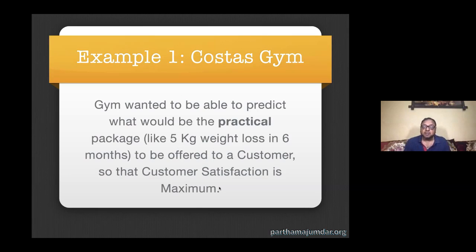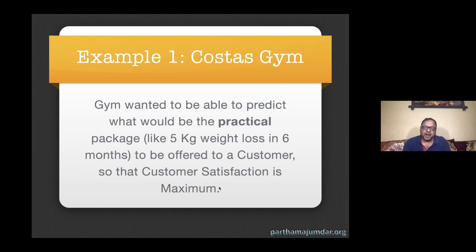Now this is a solution which we have implemented. This was a problem given to us by a gym chain in Brazil. The gym chain used to sell packages. So the packages would typically be, you can lose 5 kilos in 6 months, or you can lose 10 kilos in 9 months, or you can reduce your tummy by 1 centimeter in 3 months. So these are the kind of packages.